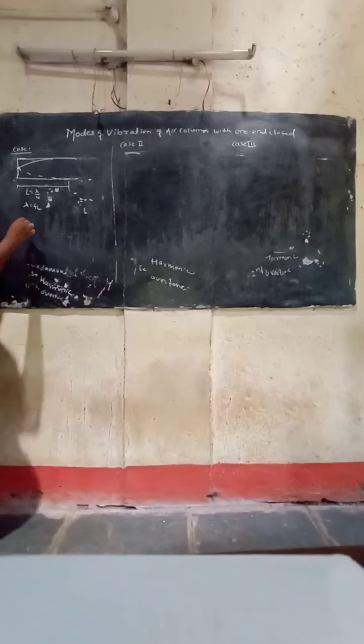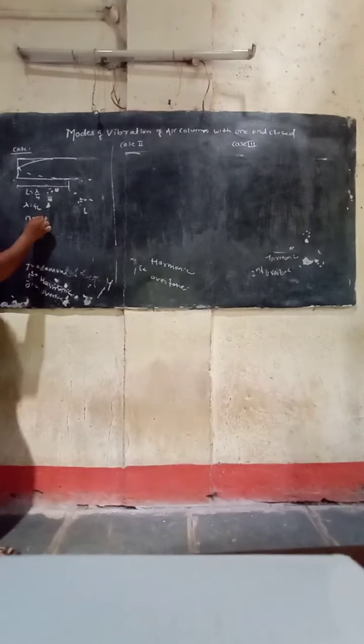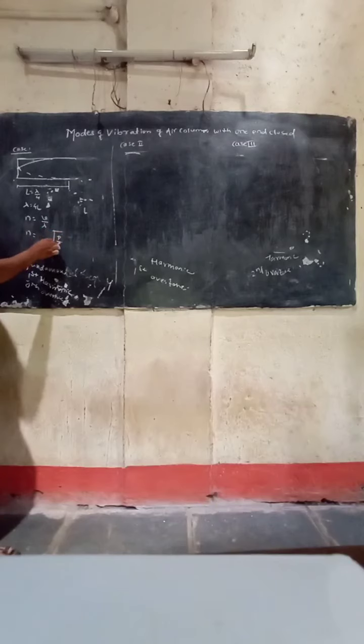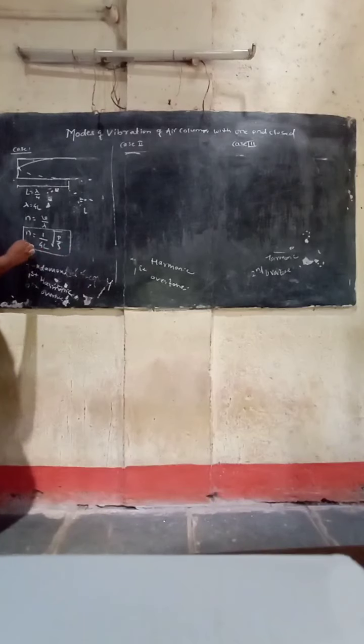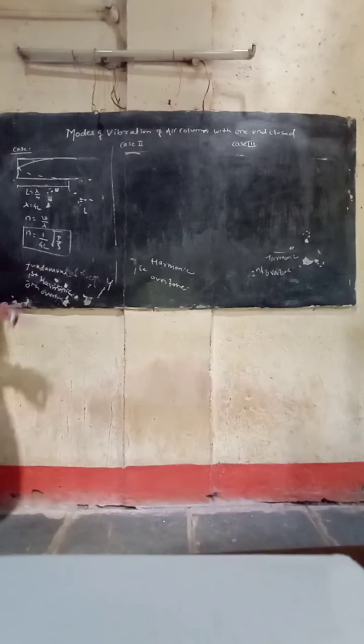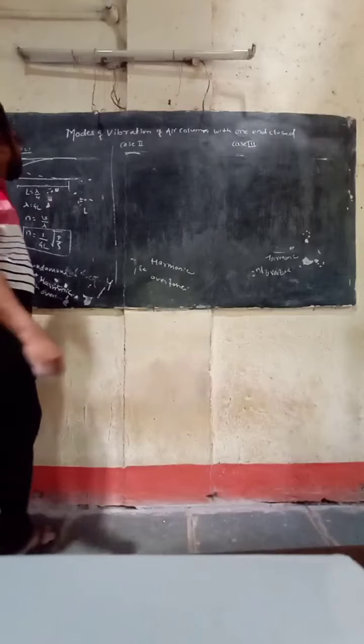Lambda is 4L. Now the frequency is velocity upon lambda. So we can say velocity is under root P by rho and 1 by lambda, lambda is nothing but 4L. So this frequency is 1 by 4L root P by rho. This is the fundamental frequency. In the numerator here it is 1, so it is first harmonic and the 0th overtone.